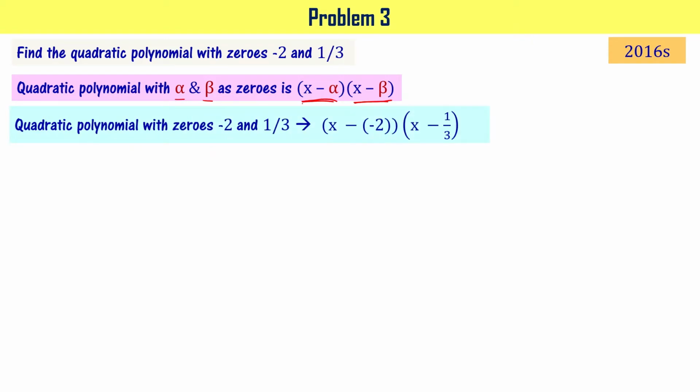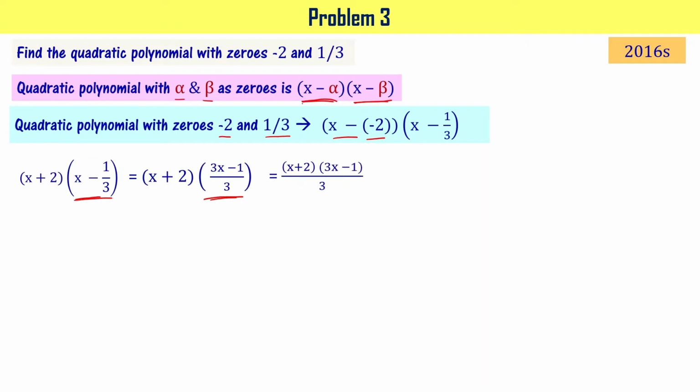Since we know zeros of the quadratic polynomial that are minus 2 and 1 by 3, we can write the quadratic polynomial as x minus of minus 2 times x minus 1 by 3, right? This can be written as x plus 2 times x minus 1 by 3, right? Now I can rewrite x minus 1 by 3 as 3x minus 1 divided by 3, right? This can be further written as x plus 2 times 3x minus 1 divided by 3.